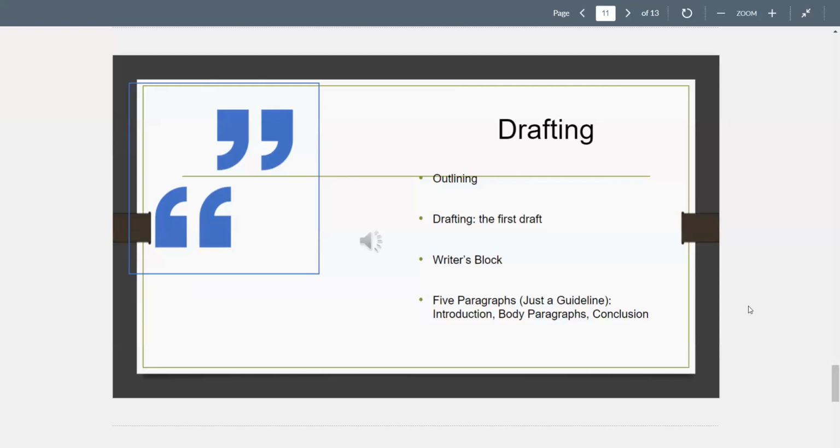So you really don't want your first draft to be the only draft that you have to turn in. That's why we have the editing and revision stages. That's why all teachers say, don't leave it to the last minute to do, because you're going to have a lower grade.